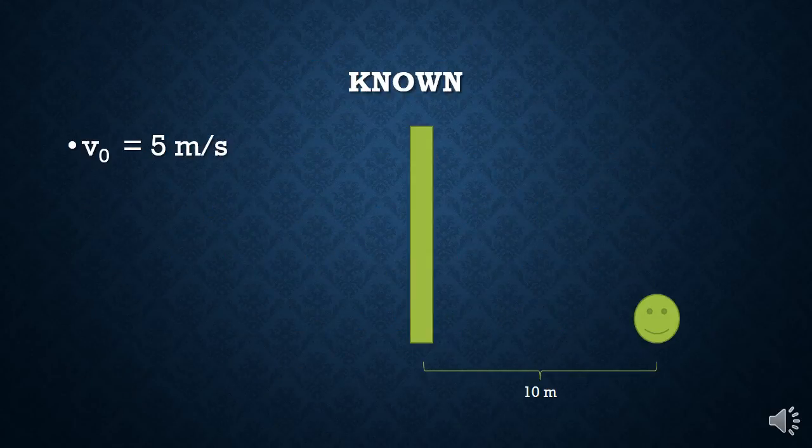So here's what's known. We know that the initial speed was 5 meters per second. And we sort of have a setup of what this problem might look like here on the right. So there's the kid. We're just going to represent her with a smiley face. And the wall is 10 meters away. If you remember, I said you can let anything be positive. So for the sake of this problem, I'm going to let left be positive and right be negative. So the initial velocity is 5 meters per second in the positive direction.